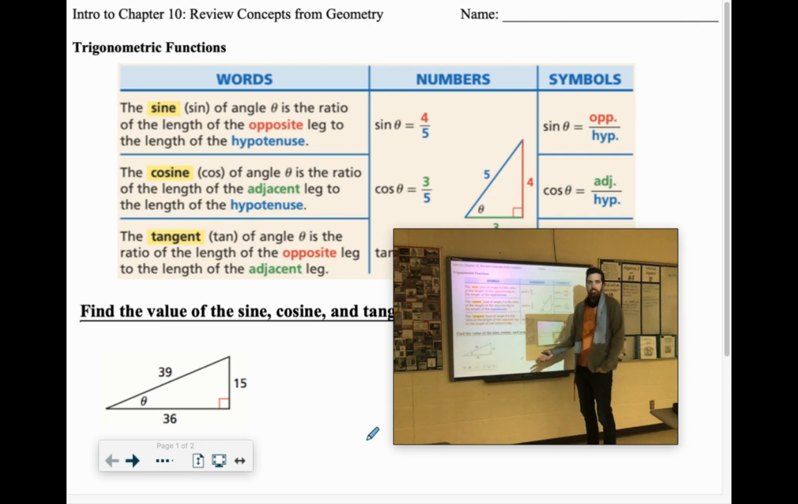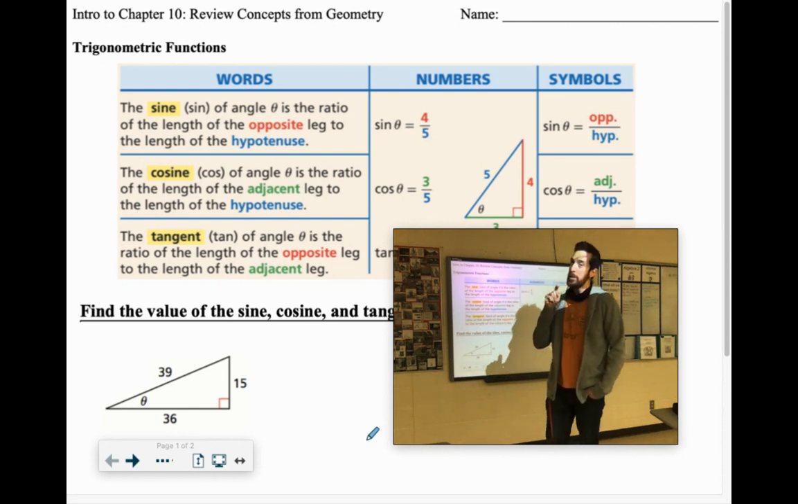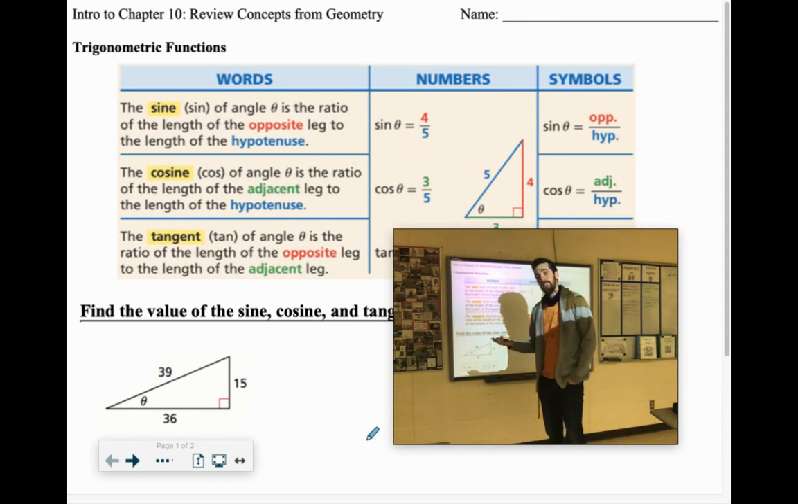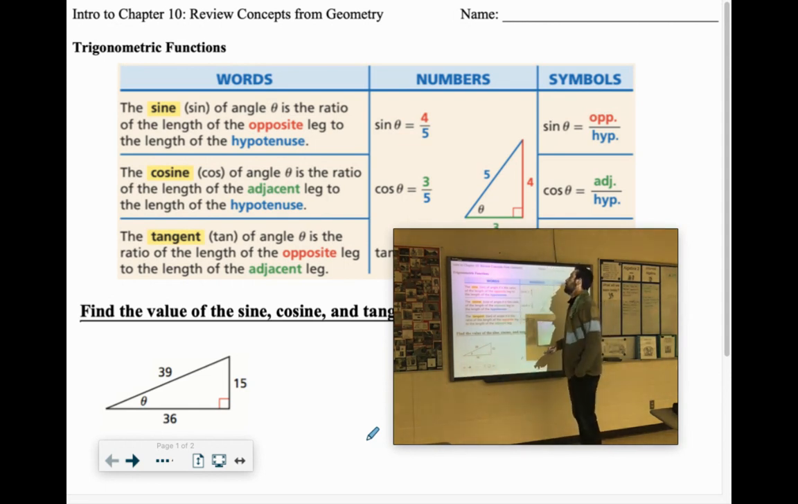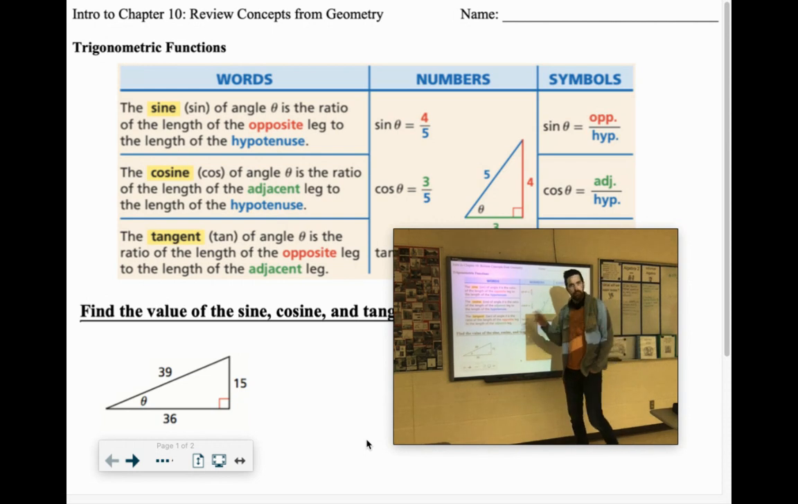Why not get into chapter 1 with a little intro to chapter 1? This brings back some old geometry stuff that you may have forgotten because you probably didn't study your geometry all summer last year, right? So you've seen the sine, cosine, tangent stuff, maybe even in Algebra 1, but it is how you can find angles and sides of right triangles with trigonometry.